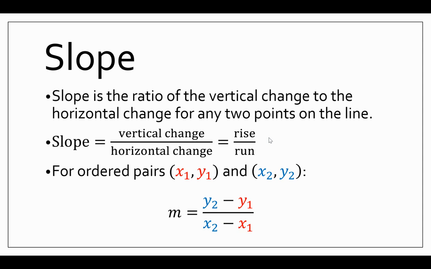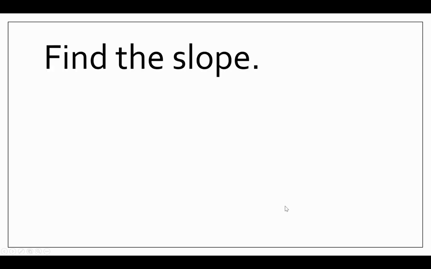Rise divided by run. For ordered pairs x1, y1 and x2, y2, m, which is what we use for the slope, can be found by taking y2 minus y1 over x2 minus x1. So we're finding the difference of these 2 points: we take the second point, subtract the first point, and we can solve for this line.